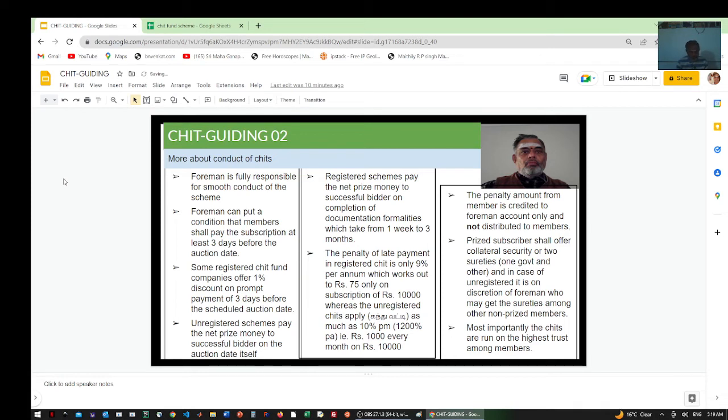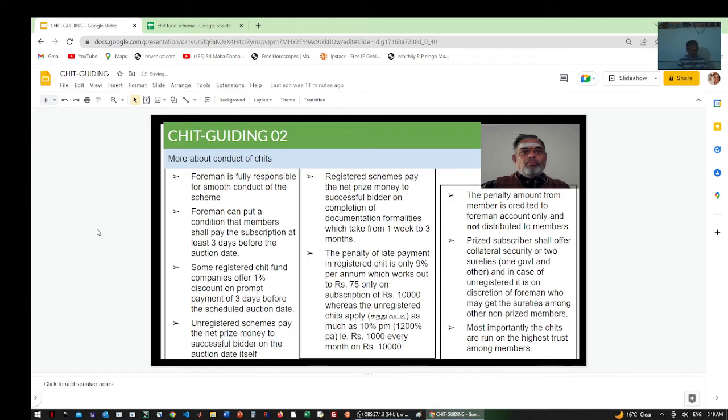The penalty for late payment in a registered chit is only 9% per annum, which comes to 75 rupees per month on a subscription of 10,000 rupees, whereas the unregistered chits apply as much as 10% per month, or 120% per annum, that is 1,000 rupees every month on 10,000 rupees. The penalty amount from the members is credited to the foreman's account only and not distributed to members.